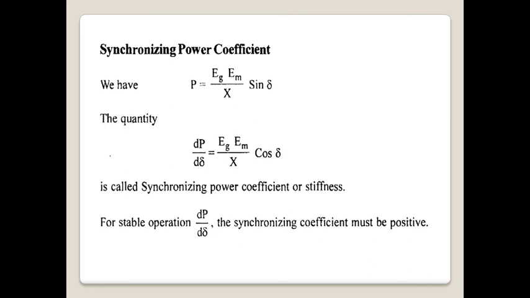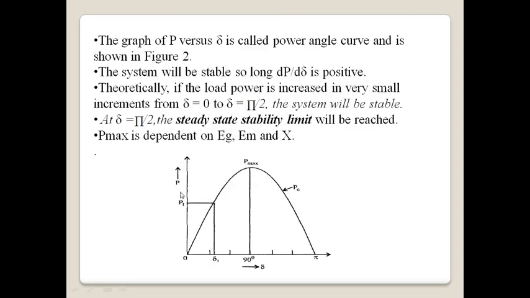Now the next concept is the synchronizing power coefficient. We know P is equal to Eg into Em by X into sine of del. If you take the derivative, dP by d del is Eg into Em by X into cos of del. This dP by d del is called the synchronizing power coefficient, SPC, or stiffness. As we have seen, for stable operation the synchronizing power coefficient dP by d del must be positive. This is the criterion for steady state stability, or small disturbance rotor angle stability.